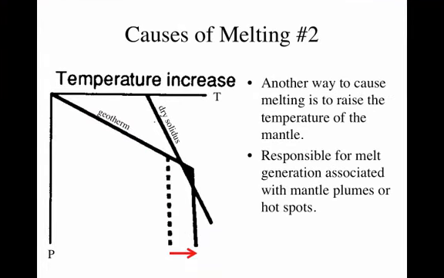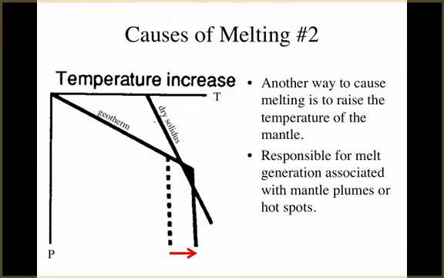A second mechanism to cause melting would be to add heat to the system and raise the temperature of the mantle, so moving the geotherm to intersect the dry solidus of mantle peridotite. And this is a mechanism that would be associated with mantle plumes or hotspots.